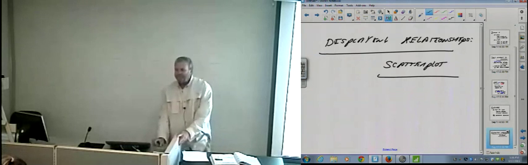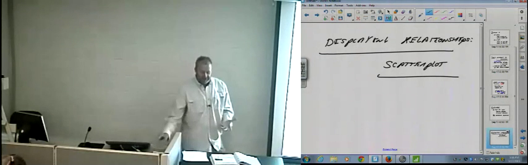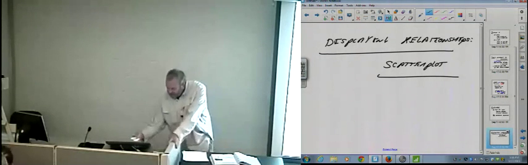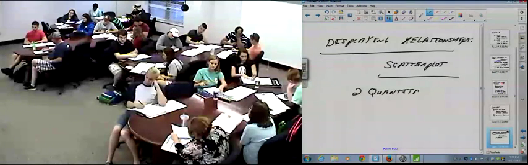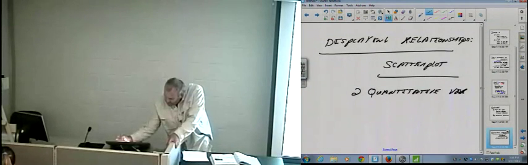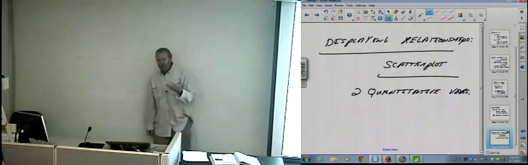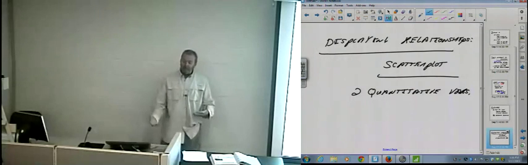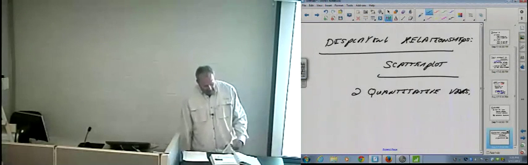There's only one. That's the one we always use to display relationships. Now, here's the catch. You've got to have two quantitative variables. This will not work for categorical. So a scatterplot is going to give you a picture of the relationship between two quantitative variables.